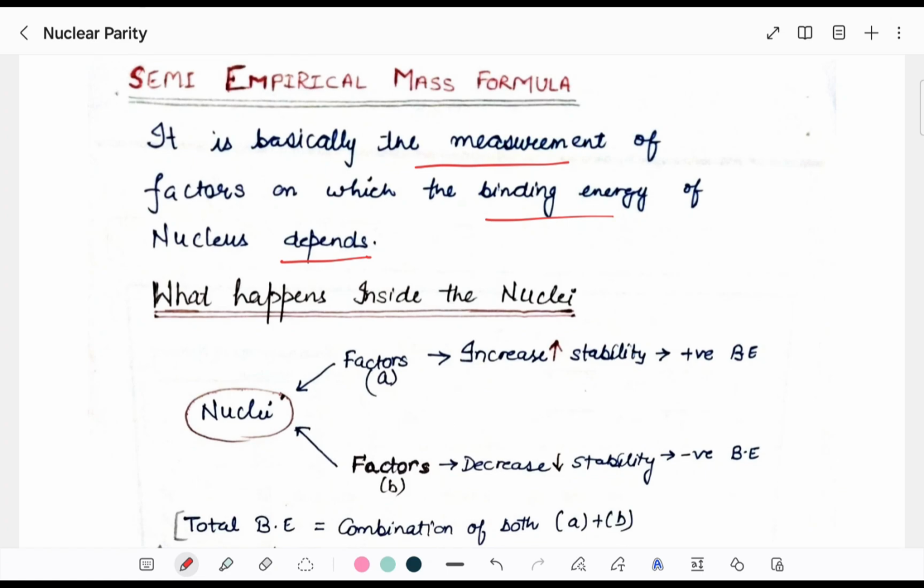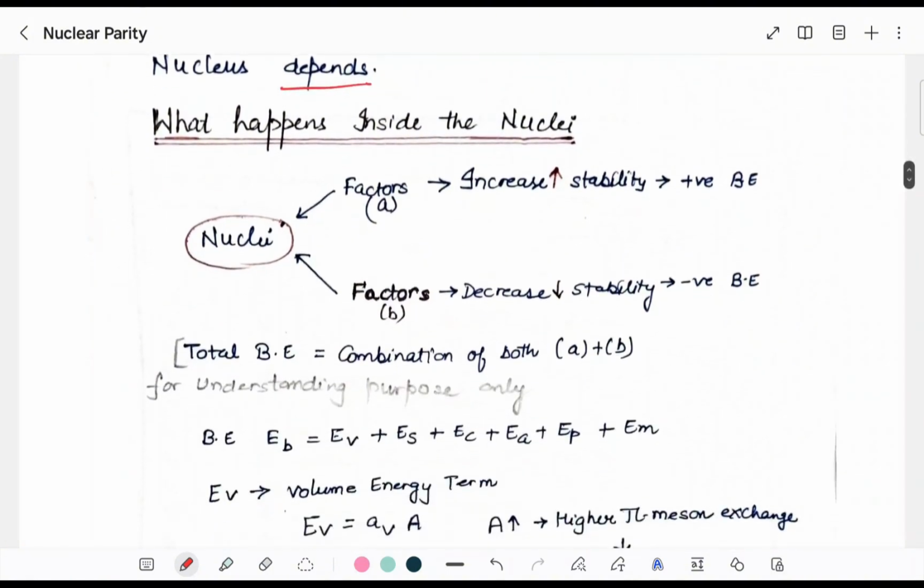Like how does the binding energy of the nuclei depend on different factors which are influencing the binding energy of the nuclei. Now what happens inside the nuclei? Let's suppose this is a nucleus. There are some factors which help in increasing the binding energy. If they increase the stability of the nuclei, then they will contribute to binding energy, and if some factors decrease the stability of the nuclei, then they will play their role in decreasing the binding energy of the nuclei.